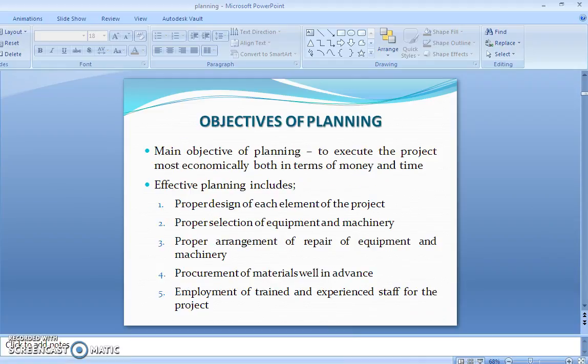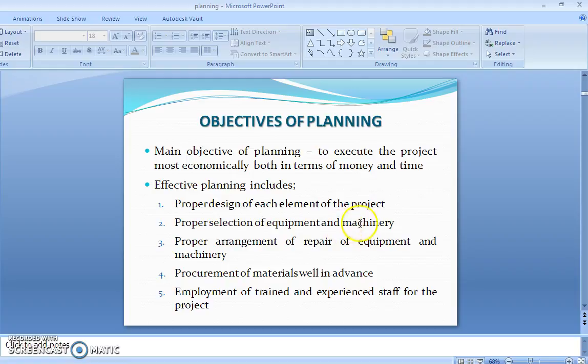Now what are the main objectives of planning? As we know, the main objective is to execute the project economically, both in terms of money and time, that is, within the limitations or constraints of money and time. So an effective plan should be able to achieve the following objectives. First of all, each element of the project should be properly designed.